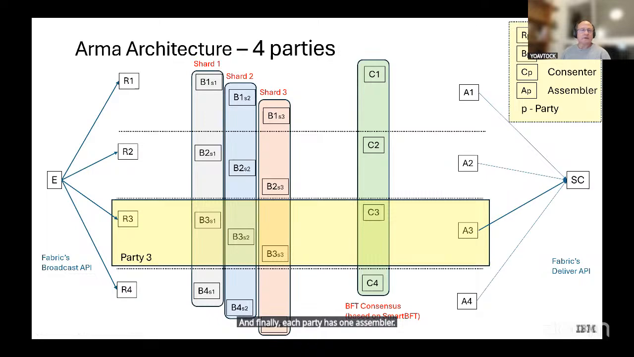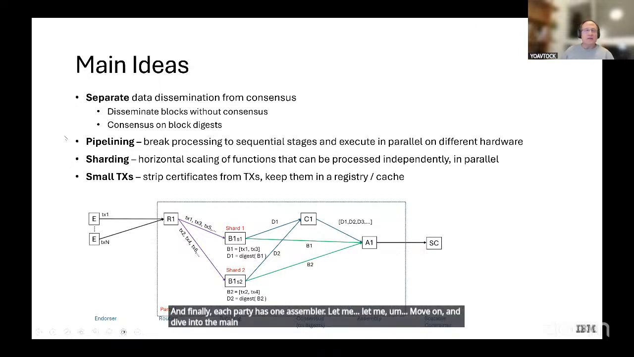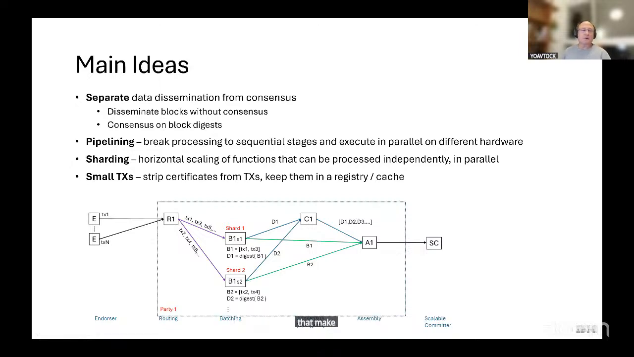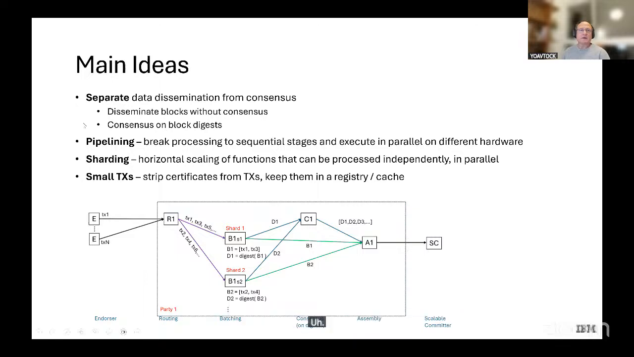Let me move on and dive into the main ideas that make the Arma protocol a performant one. So first of all, the first idea here is to separate data dissemination from consensus. We disseminate blocks without consensus, and then we reach consensus on block digests.